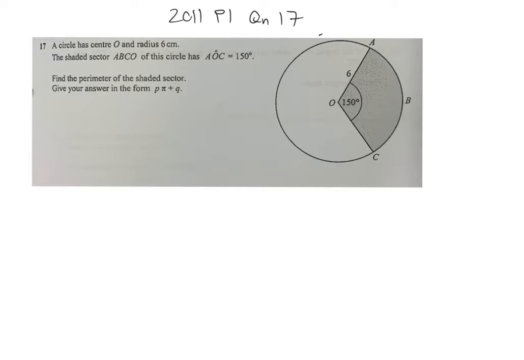So I repeat again, there are many different levels. The first level is finding the perimeter of the shaded sector. Again, break it down first. Perimeter of the shaded sector means this one plus this one plus this one, which is actually very similar to the previous one we did. That's the first level. The second level of difficulty, however, is this thing here in the form of p pi plus q.